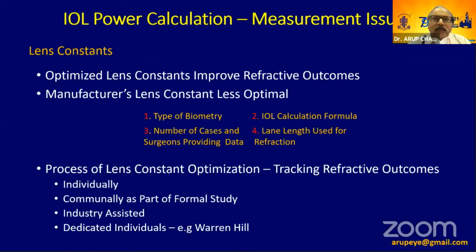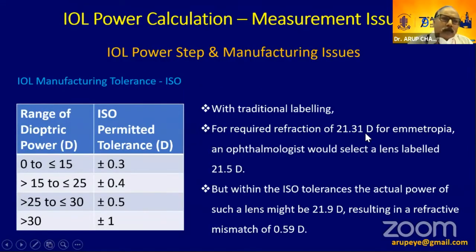Lens constants used to be very important once upon a time, but with these formulas and the lenses available from the multinational companies, I tend to go with the lens constants which are already there in these online calculators. However, with the new intraocular lenses, for which we have no known value of lens constant, I use the manufacturer's lens constant and am ready to modify it depending upon the results that we get.